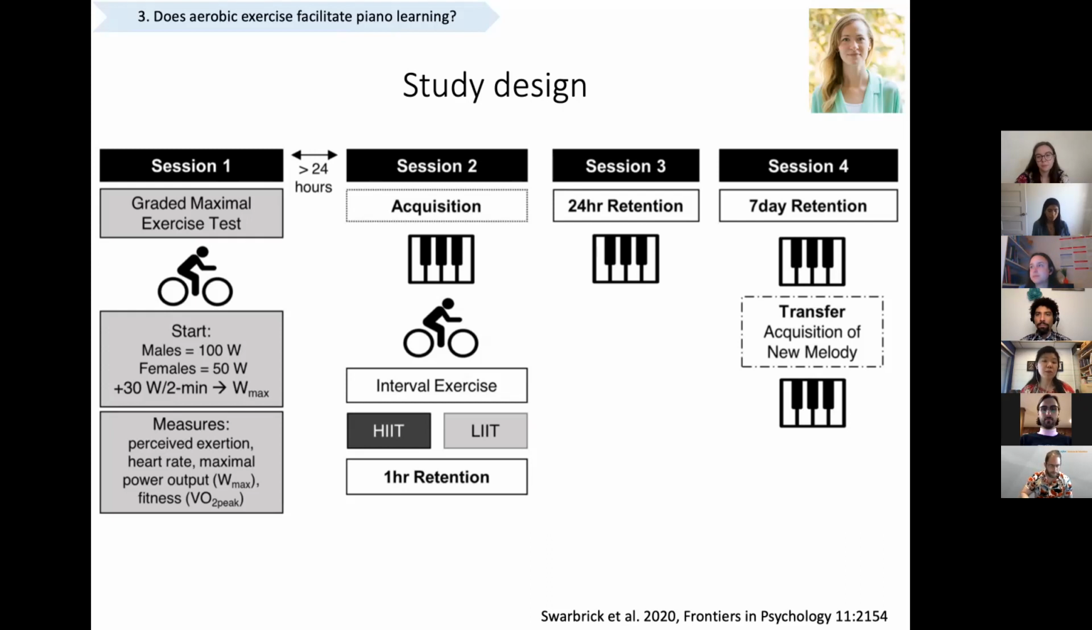And then our control condition was low intensity. So instead of choosing rest, we thought that just having participants engage in cycling with no resistance might be an appropriate control. So this all occurred in the second session, and then they came back 24 hours later to test them on retention of that melody that they had practiced the day before. And then a week later, they also came back for a retention test, and then we tested for transfer. So did practice on melody 1 lead to better performance on a novel melody? They learned a second melody on which we tested transfer.